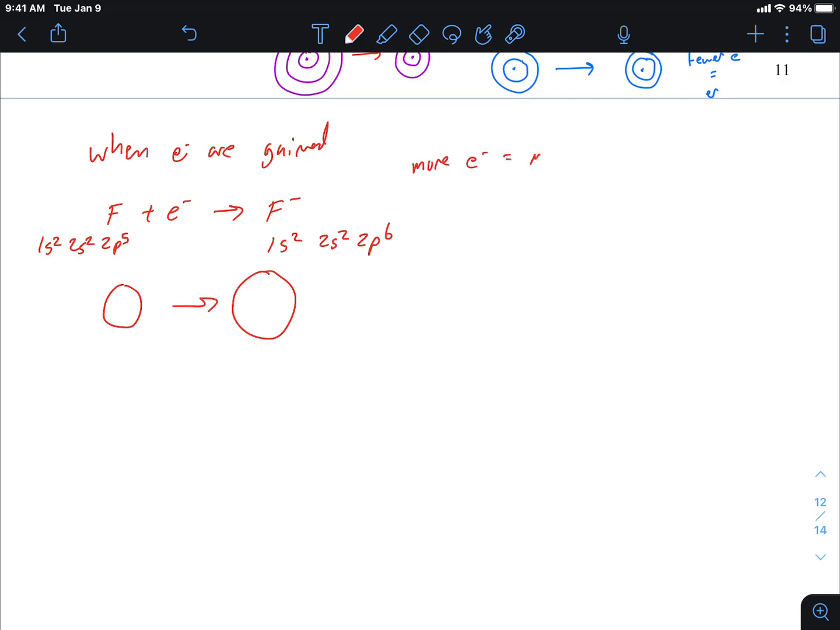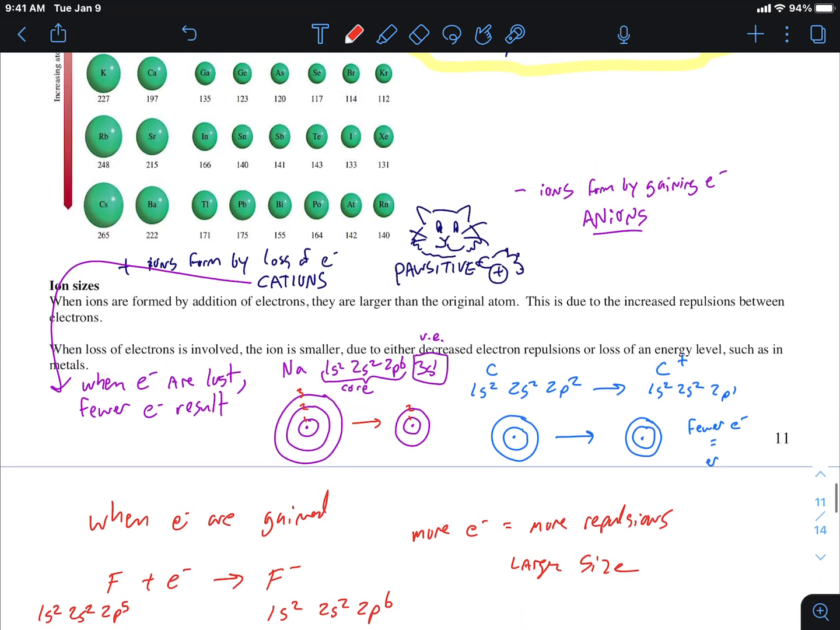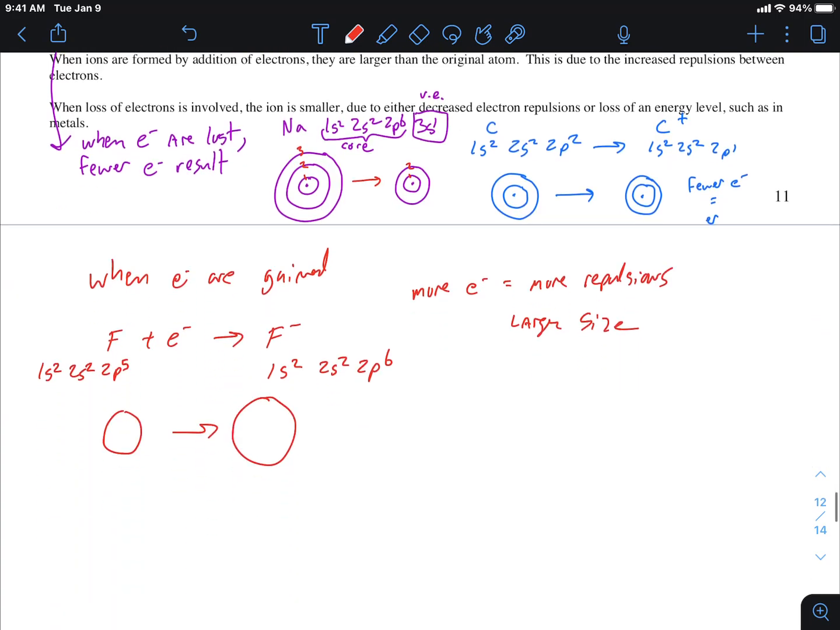More electrons, more repulsions, larger size. Okay, so now we got those fundamentals out there. You gain electrons, it's bigger. You lose electrons, it gets smaller. When it loses electrons, it can get smaller, but for one of two reasons. You have to make sure that you're citing the correct reason. The reasons being either it lost an electron and an energy level, or it just lost an electron, which means fewer repulsions, because those are two different reasons.